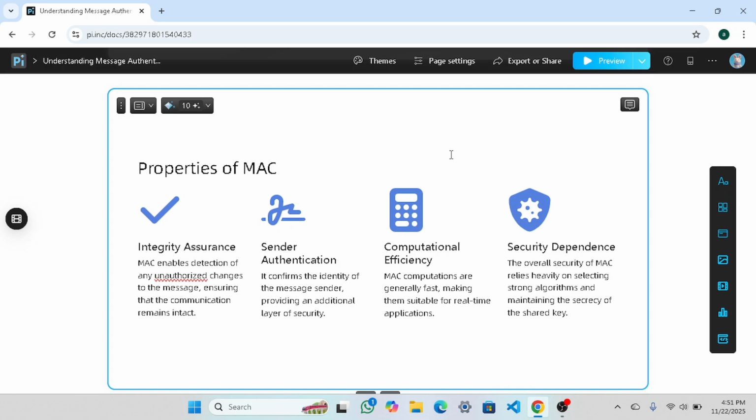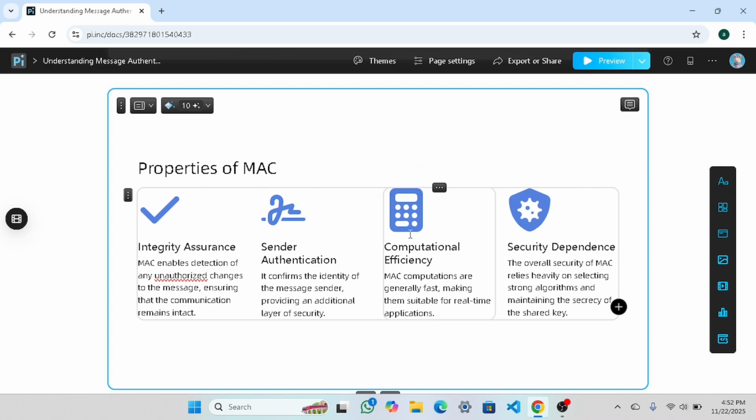Integrity here means detecting message changes. If a message is changed, that's not a good thing, right? So MAC enables detection of any unauthorized change to the message, ensuring that the communication remains intact. So this is about integrity. Now sender authentication. In simple words, it confirms the sender's identity. It confirms the identity of the message sender.